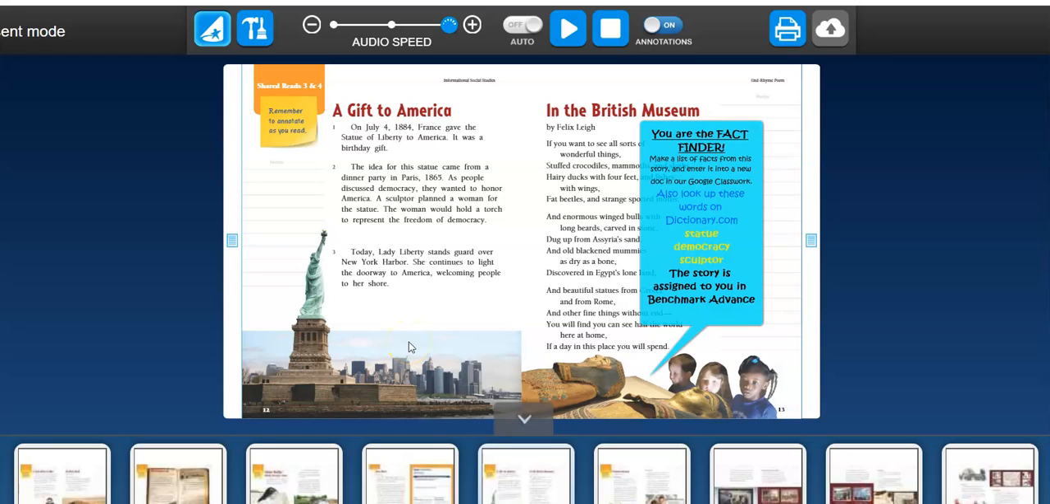All right, so we are going to pause here one more time. You are going to complete your fact finder activity, and you are going to complete your vocabulary activity from A Gift to America. When you finish that, you will come back and you will read In the British Museum. This one you will read by yourself, but you will do the same thing. Now I want you to look at the difference, okay? A Gift to America was informational social studies, but In the British Museum, it's an end rhyme poem. So remember how we do these in class? Find all of the rhyming words for me and make a list. Can't wait to see what you come up with.